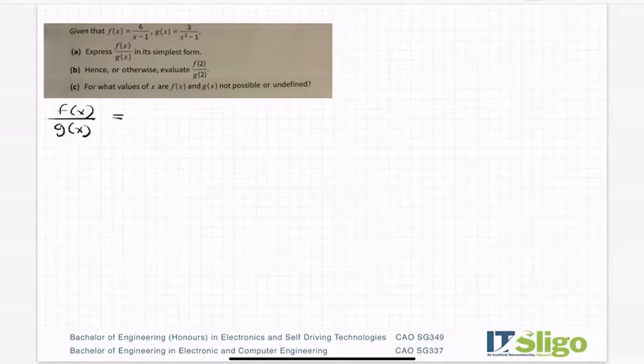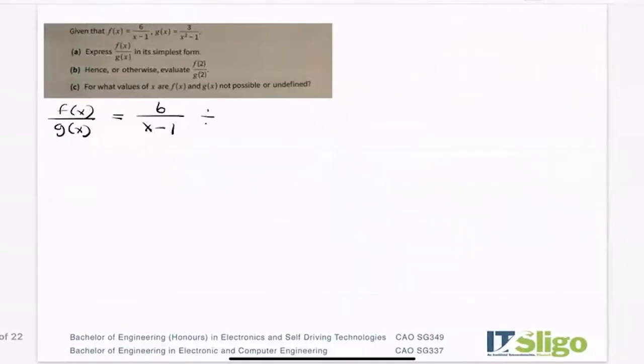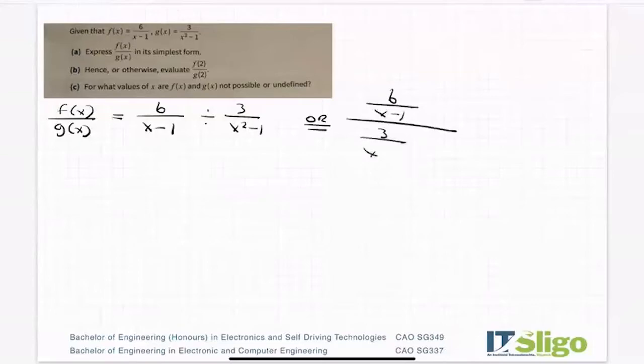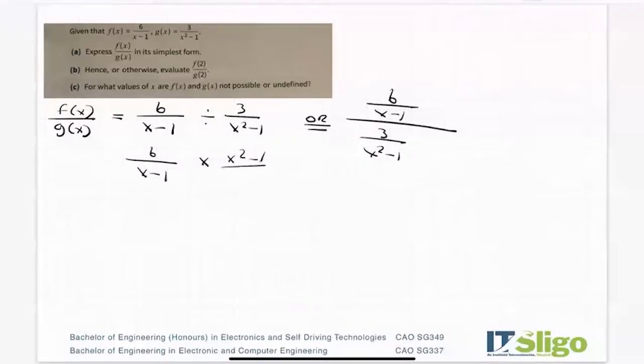So there's two ways of writing it. You can do it like this, where that line in the middle is divided by 3 over x squared minus 1, or you could have written it as 6 over x minus 1 over 3 over x squared minus 1. Okay, I actually find it easier to write it this way when it's a fraction divided by a fraction. I just find it easier to get my head around it, okay? How do we divide any fractions though? Well, you invert the second fraction or the bottom fraction, depending on how you have it written, and you multiply. So whether that's numbers, whether that's algebra, that's how we do fractions.